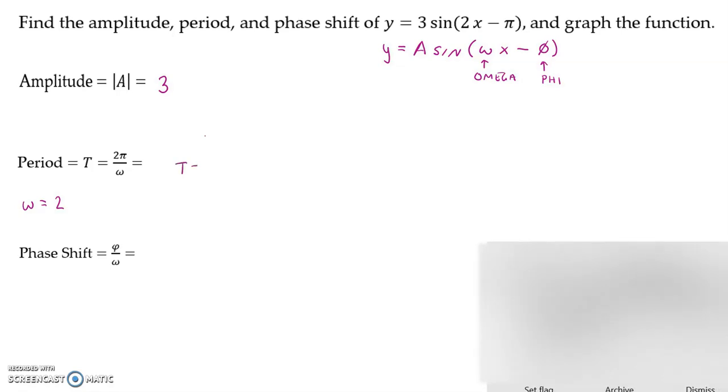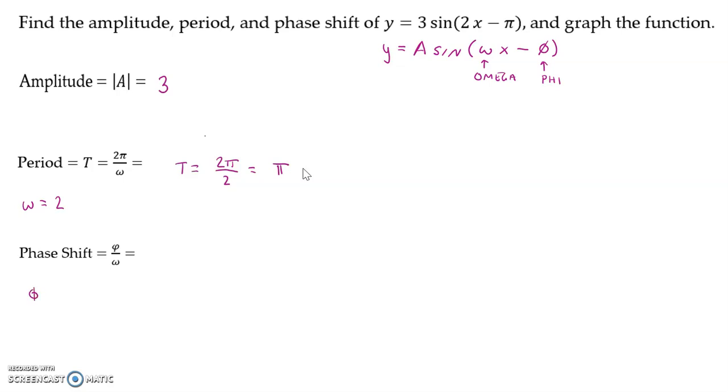So for the period, we have 2 pi. Our omega value here is 2. Right? And we can reduce this fraction. So the period for this problem is going to be pi. And when we come down to do our phase shift, our formula for phase shift is going to be our phi value on top, omega on the bottom.